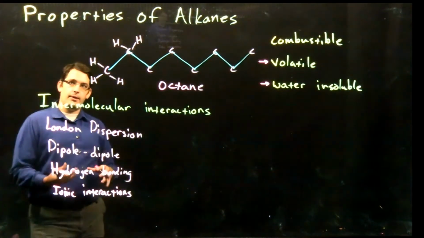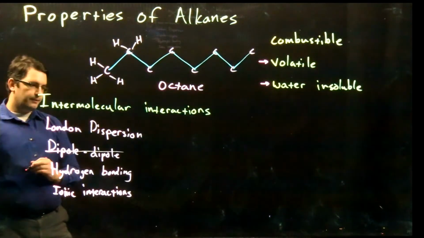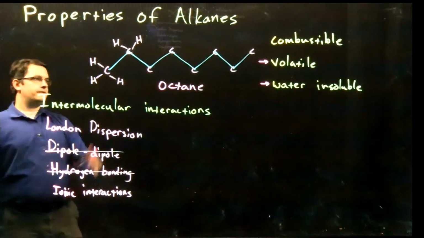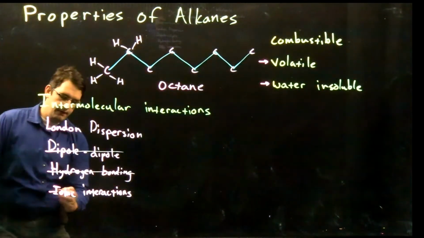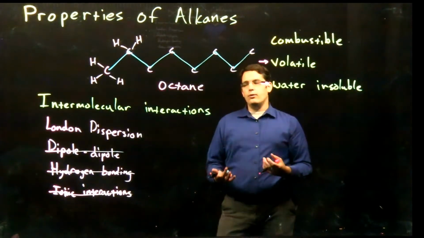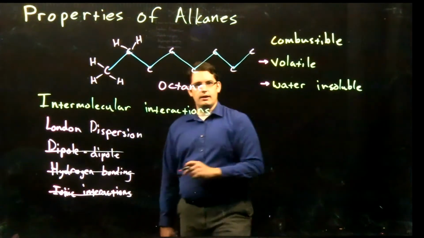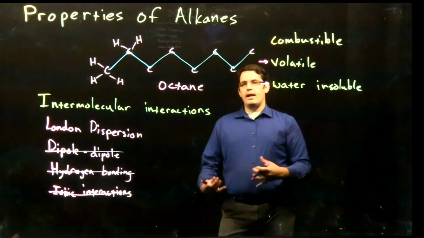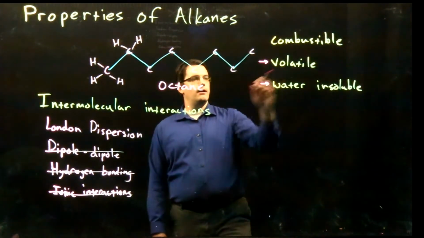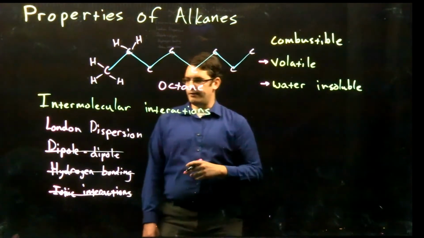Now as soon as you hear that we have no bond dipoles, we can immediately eliminate dipole-dipole interactions. We can eliminate hydrogen bonding, and of course we can tell there's no charge here as well, so we can eliminate ionic interactions. So that means that our alkanes only have the weakest of our intermolecular interactions, which is our London dispersion interactions. Anytime you have weak interactions, that means that you are going to have lower melting points and lower boiling points, and you'll have a more volatile compound.